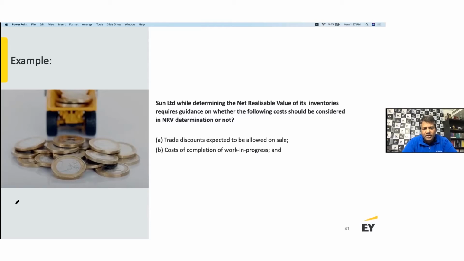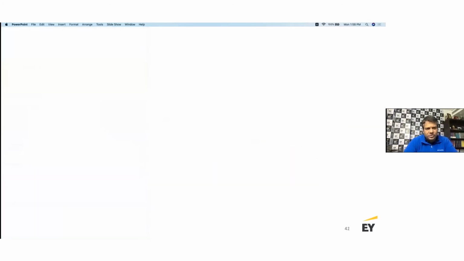Now, cost of completion. This is a cost required to be incurred before I can sell this. I need to incur this cost. So yes. Cash discount expected to be allowed: no, cash discount is after the sale, when I'm trying to collect, incentivizing the buyer to make the early payment. So that's not related to my NRV, and hence no. So this yes, this no. Okay, let's look at the solution.